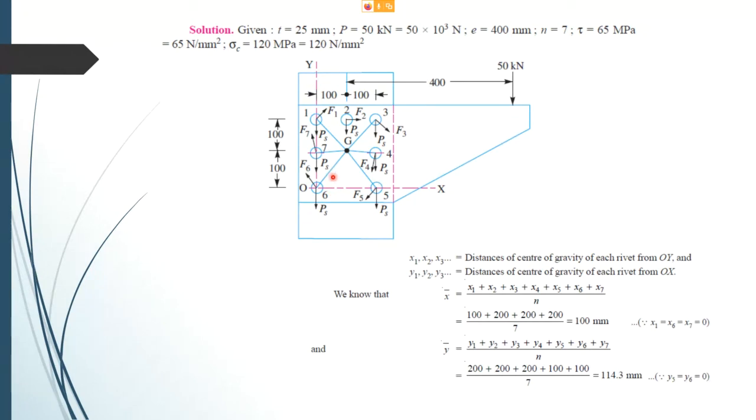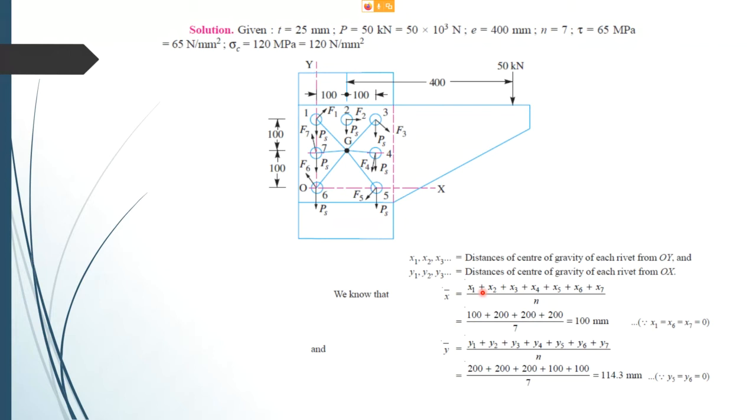Then you need to find the CG. To find the CG, you have to use this formula. Now the A has been missing. Why? Because the areas are common, so you can cancel off the A. So the coordinate X bar is X1 plus X2 plus X3 plus X4 plus X5, up to X7, all divided by 7.